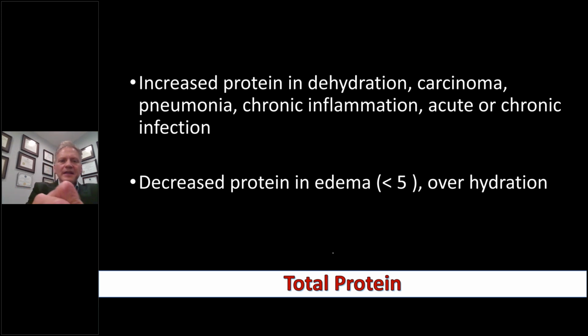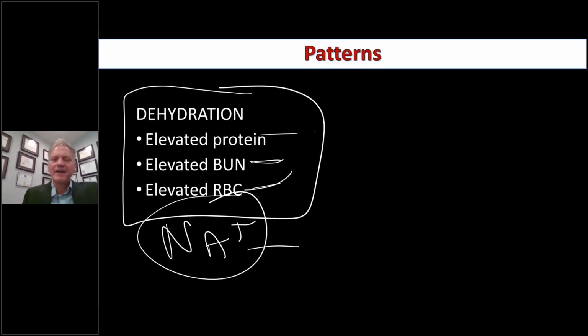Here's patterns. Okay, so we're talking about increase. If they have dehydration as the issue, look at the BUN, look at the red blood cells. Also, I don't have it here, but look at the sodium as well, because these will have a tendency to elevate if you have dehydration. Even albumin will elevate as well. It is a protein, but it'll elevate if you're dealing with dehydration. So you want to keep that in mind.